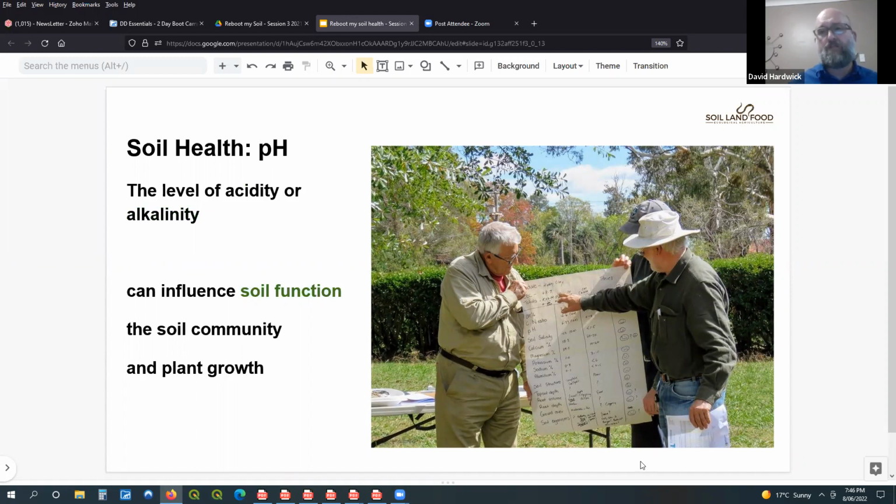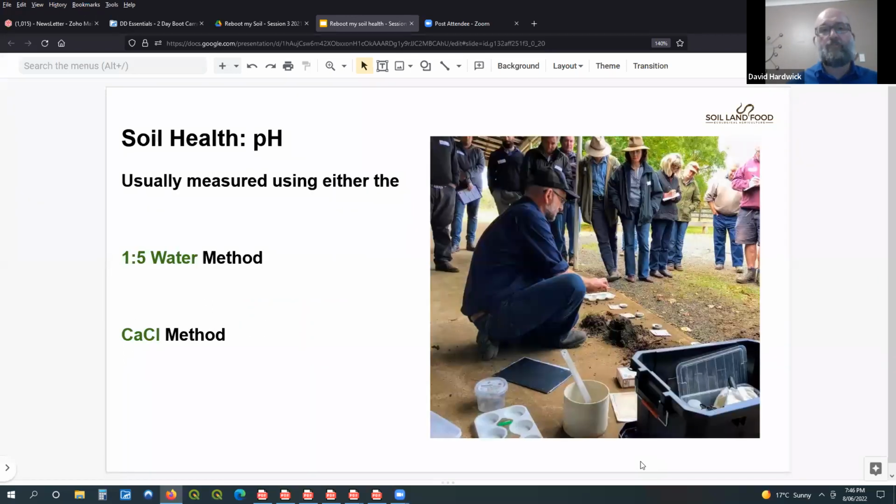So sometimes it's not as important as other aspects of soil health, but it can be, in a lot of situations, really important. There's two ways that it's measured. If you remember, we were looking at pulling apart soil tests last week and how to read them. There's two types of methods used to measure pH in your soil: the 1 to 5 water method, and the calcium chloride method.